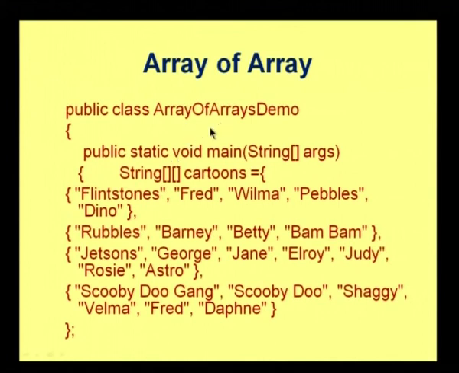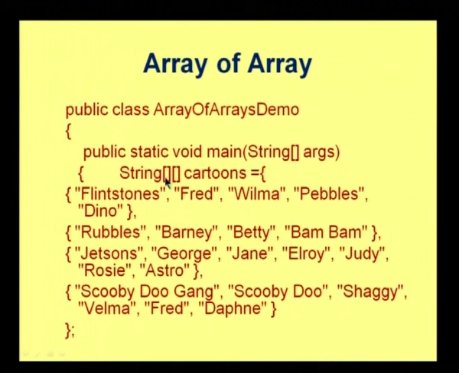Whereas here you can see that we have an array of arrays. So, already we have seen a string array. Now I have an array of arrays. A string array, then another string array, another string array and another string array. So, here we have 4 string arrays. These 4 string arrays together are again an array. So, this is a 2-dimensional array.